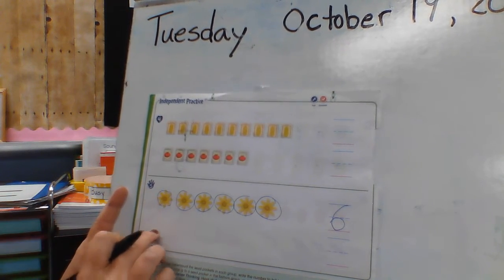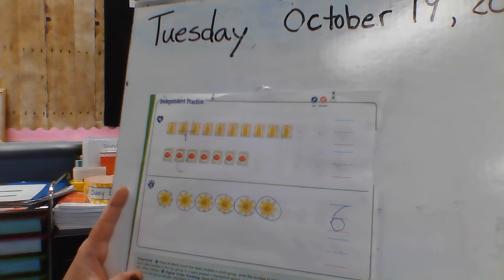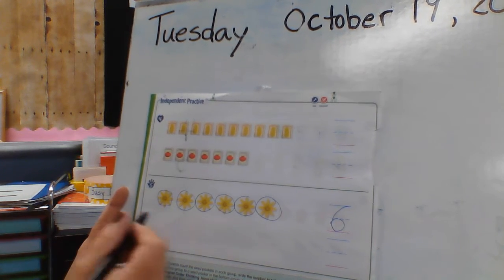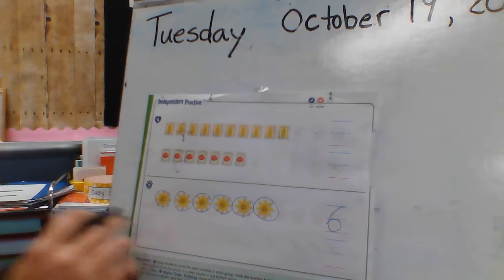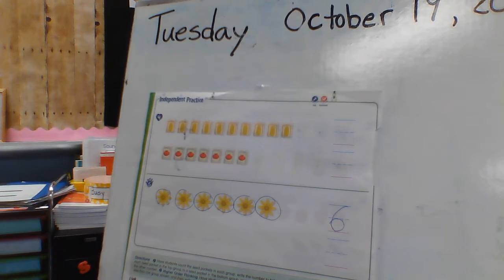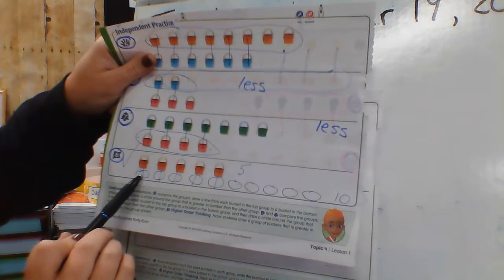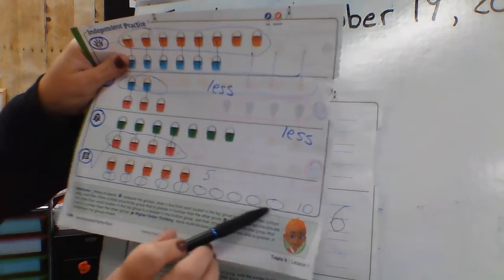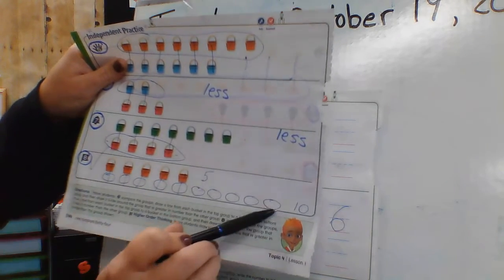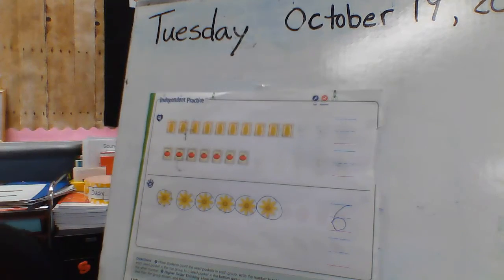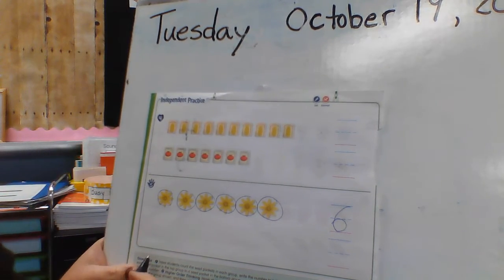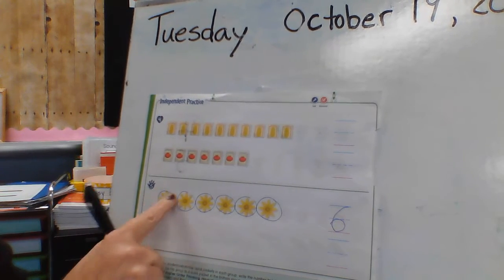Now they want me to draw a group of flowers that is less, okay, that is smaller. All right, so I have to draw a group that is less than. Now, I said that it was kind of like yesterday's, but on yesterday's, if you remember, we had to draw more. We had to draw a greater amount, a bigger amount. So today we're going to draw less, which means a smaller amount. So I have 6 flowers.